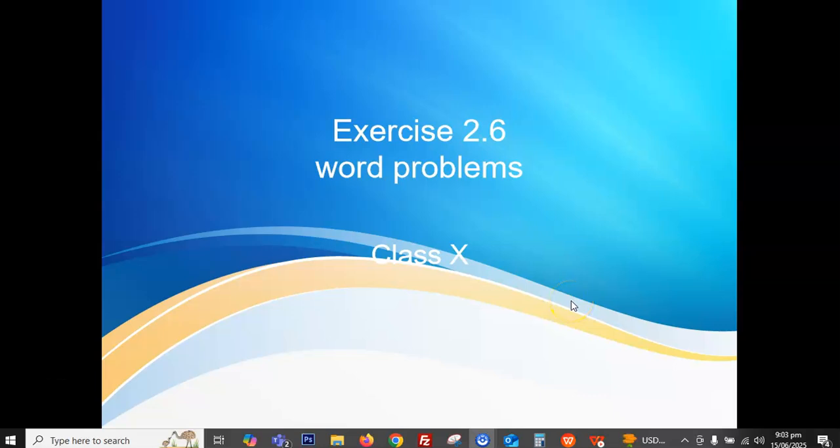Today we are solving our exercise 2.6 in which we will solve the word problems. We already have done our first 8 questions in our last class. So today we will solve question number 9 onwards and we will apply the same simultaneous equation methods.